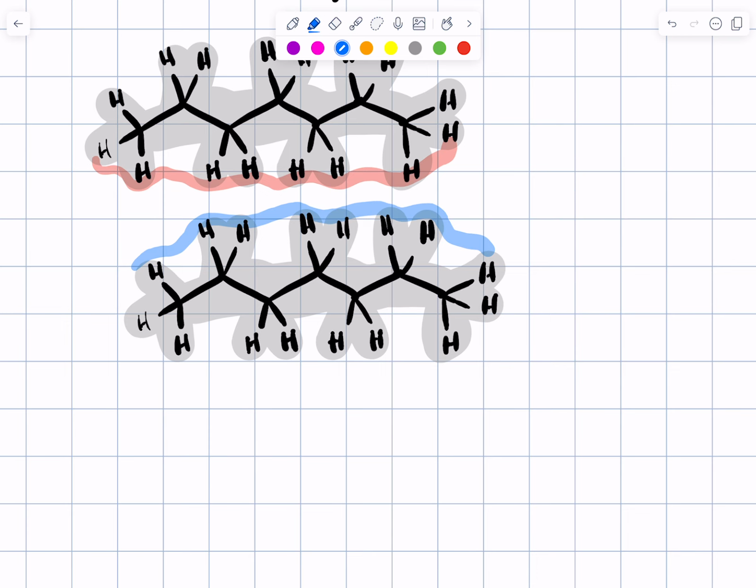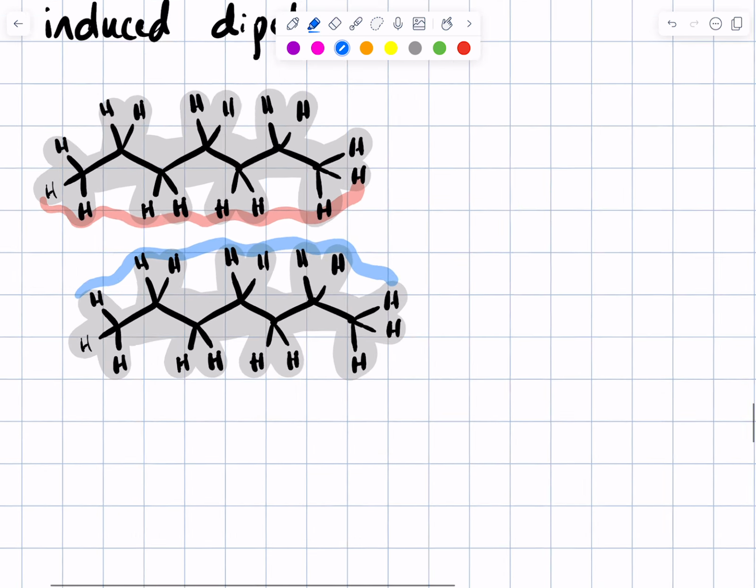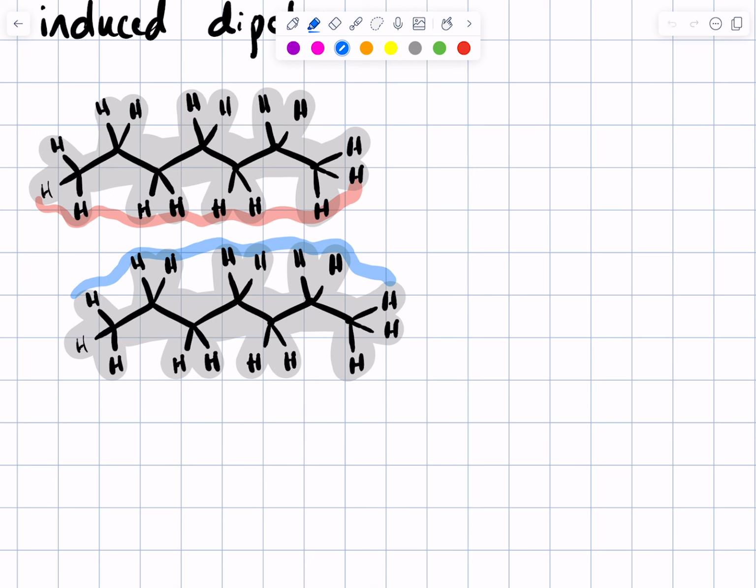Now that's not permanent, and of course in the next instant, after a certain amount of time, this face might end up being electron poor, and this face might be electron rich. That's what we mean by an induced dipole. It's sort of like instantaneous charge complementarity that happens if molecules get close to each other and if their shapes are similar enough that there's a lot of contact between them.